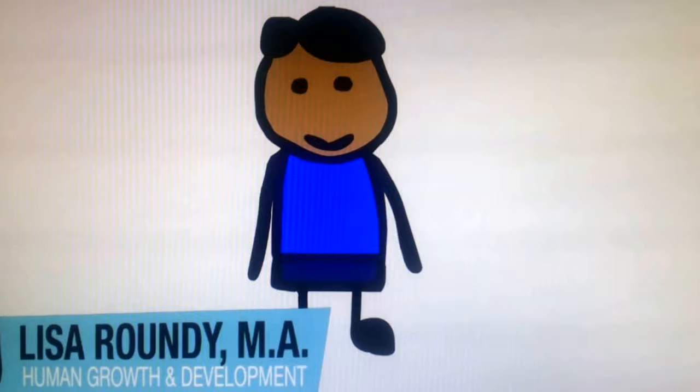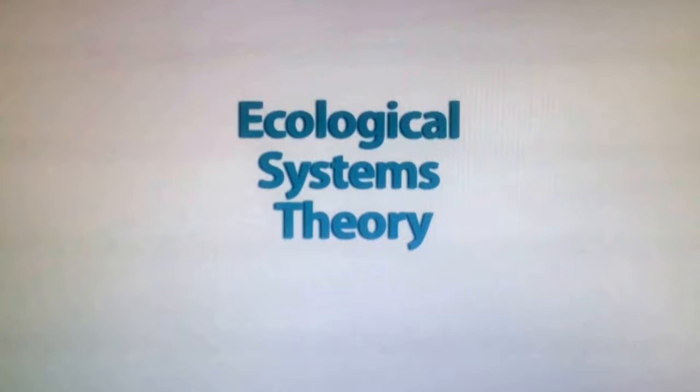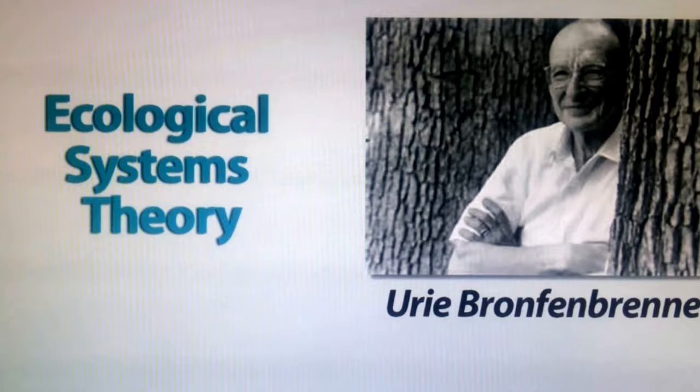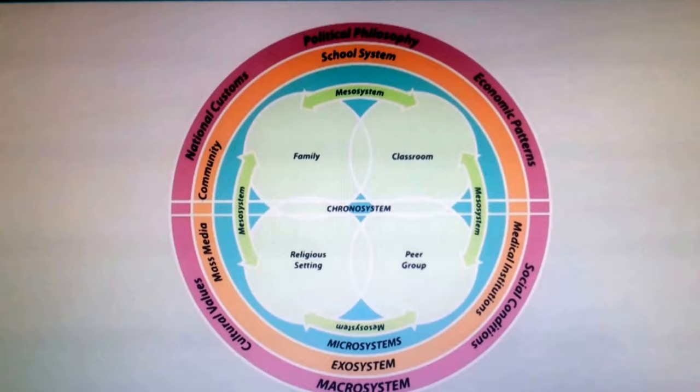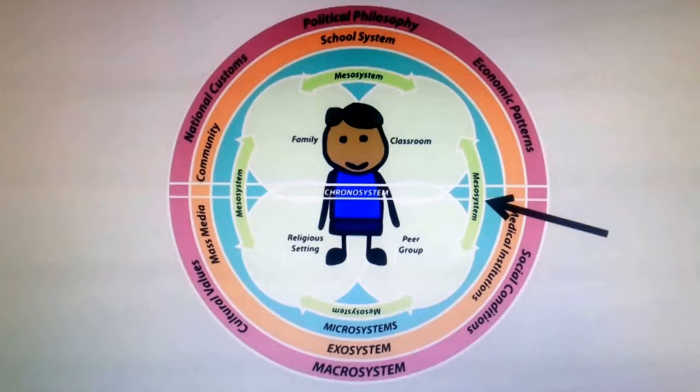How is a child's development affected by their social relationships and the world around them? Ecological systems theory provides one approach to answering this question. The ecological systems theory was developed by Urie Bronfenbrenner. Bronfenbrenner believed that a person's development was affected by everything in their surrounding environment. He divided the person's environment into five different levels: the microsystem, the mesosystem, the exosystem, the macrosystem, and the chronosystem.